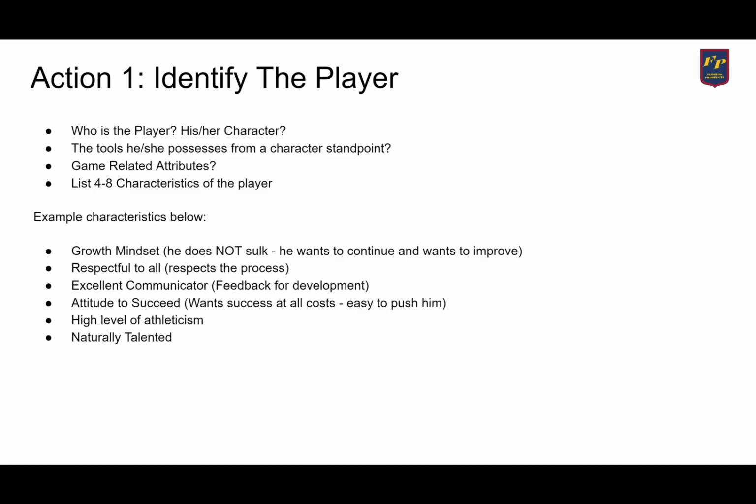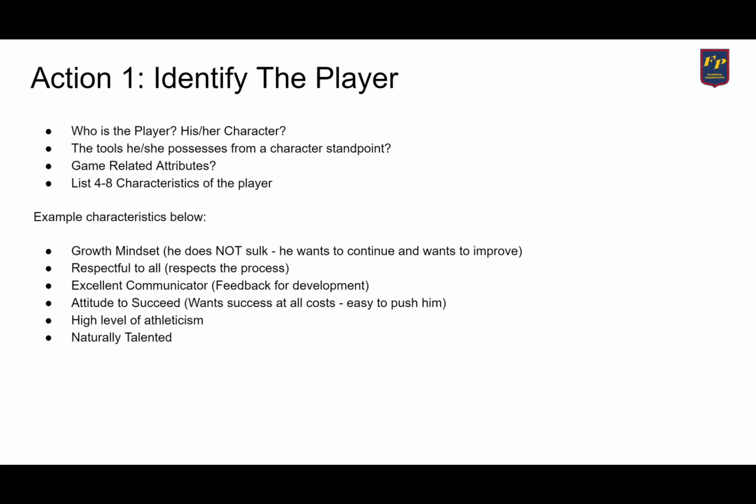So what you're going to see below here before you go to the next part is example characteristics of players, right? Just a couple of them so you have some ideas. First one is the mindset. What kind of mindset do they have? The example we give is a growth mindset. This is somebody that's continuously wanting to improve. The second part is respectful to all and somebody that respects the process. Somebody that's an excellent communicator, gives good feedback for development, attitude to succeed. This individual is somebody that wants to succeed at almost any cost, which means that they're easy to motivate. They don't need a lot of motivation. They can push themselves. Maybe have a high level of athleticism and naturally talented.